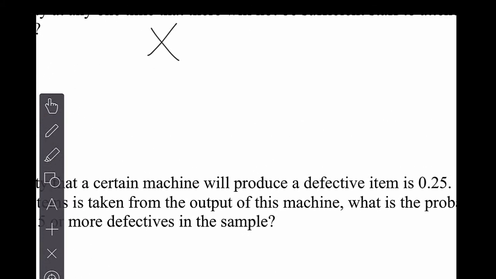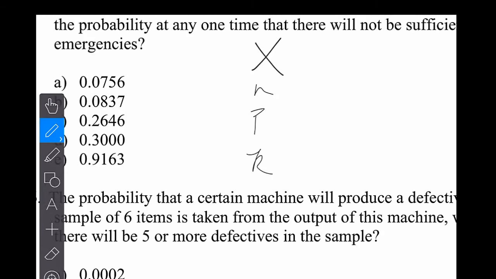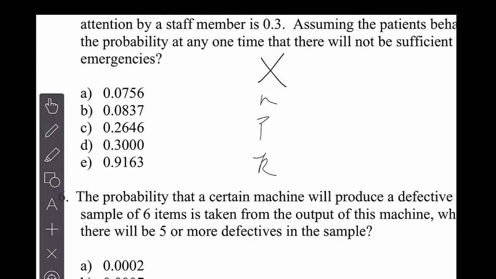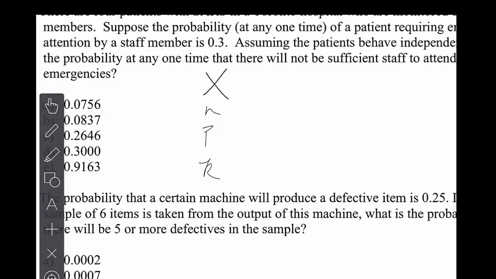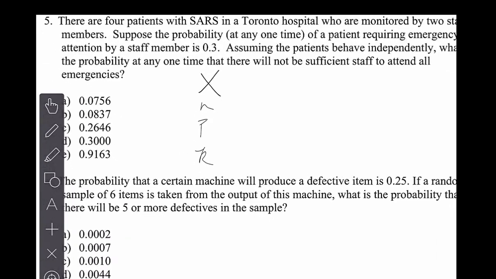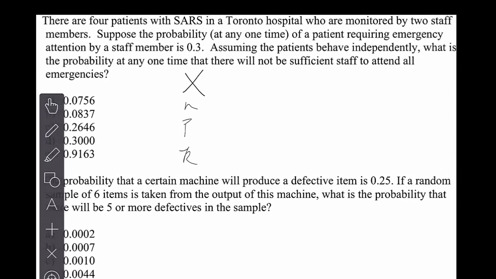So X, N, P, K. What are we repeatedly doing? Well, let's start a step further back. What is a success? What are we looking for? So the last sentence always tells you what it is that you're interested in. What is the probability at any one time that there will not be sufficient staff?